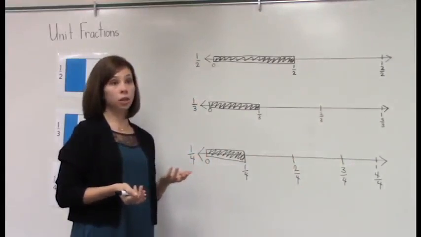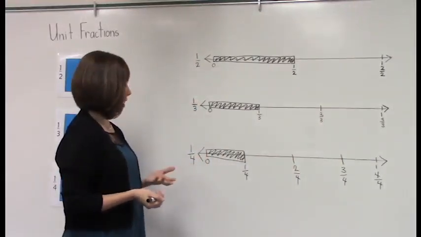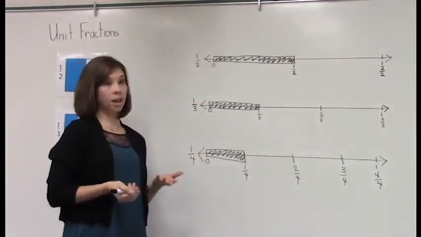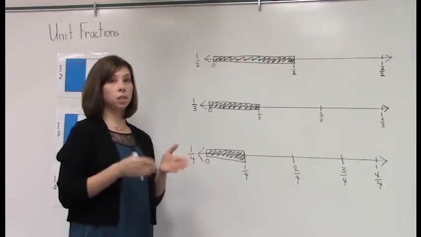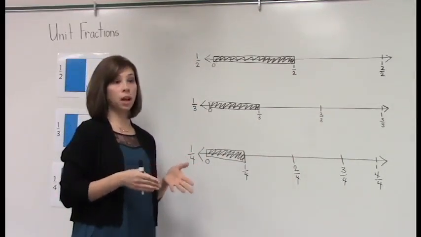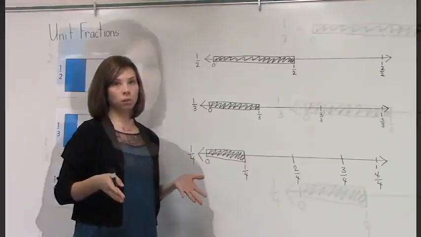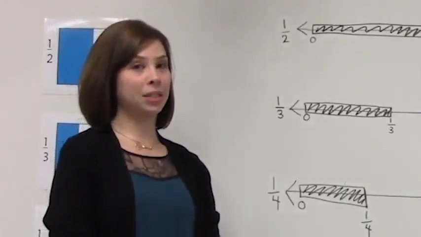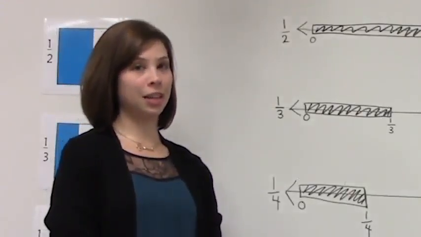If I continued this to other unit fractions like fifths and sixths, my pieces would continue to become smaller because my denominator has become larger. And this is how we represent unit fractions using pictures and number lines.